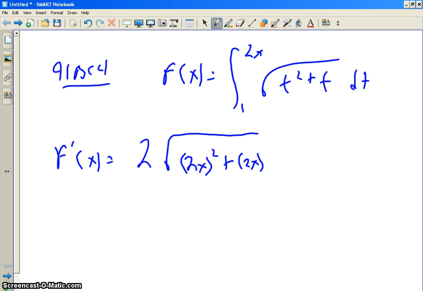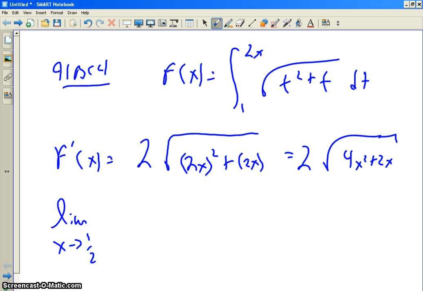All right. Yeah, and you can work that out, right? It's going to be 2 rad 4x squared plus 2x, right? Okay. And you can get the second derivative, and you can do sign lines and derivative tests, all kinds of fun stuff. You can actually graph this thing, okay? Here's another thing it would be nice to know. For example, the limit as x approaches 1/2 of this thing, of cap F.